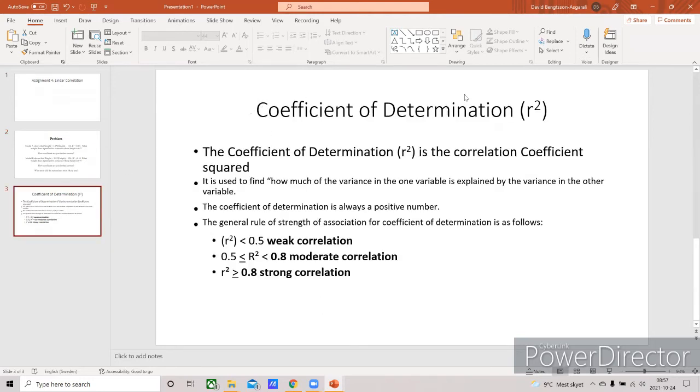So first we should discuss R squared, the coefficient of determination, which is the correlation coefficient squared. It's used to find how much of one variable is explained by the variance in the other variable. The coefficient of determination is always a positive number, and its general rule is as follows. R squared less than 0.5 is a weak correlation. R squared greater than or equal to 0.5 and less than 0.8 is a moderate correlation. And then R squared greater than or equal to 0.8 is a strong correlation.